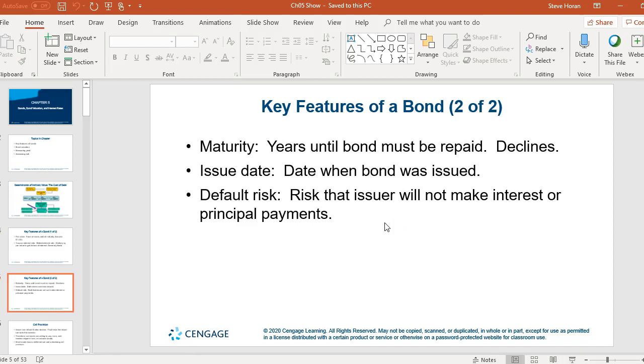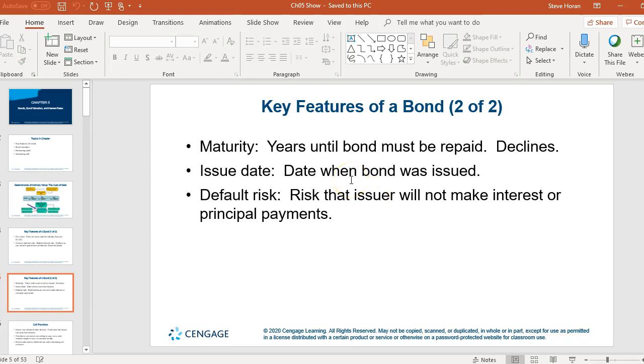So then again, the bond matures. When the bond matures, that's when it has to be repaid. So years until the bond must be repaid, and that declines. The closer I get to the bond maturity date, that number goes down. Keep in mind that bonds can be 10, 20, 30 years. It's not unusual to have a 30-year bond. Okay, so companies can issue a bond today and repay it 30 years from now.